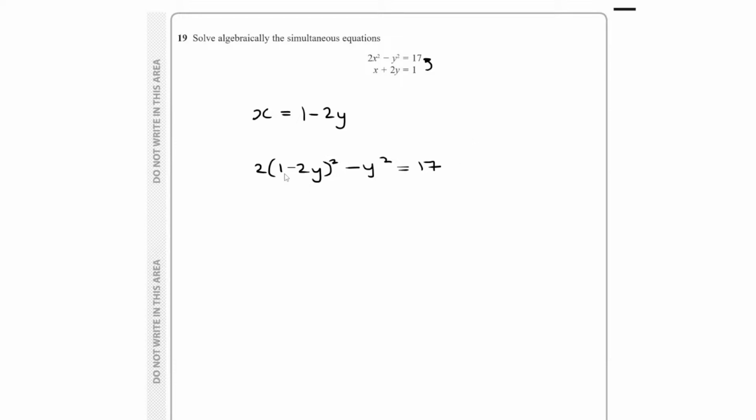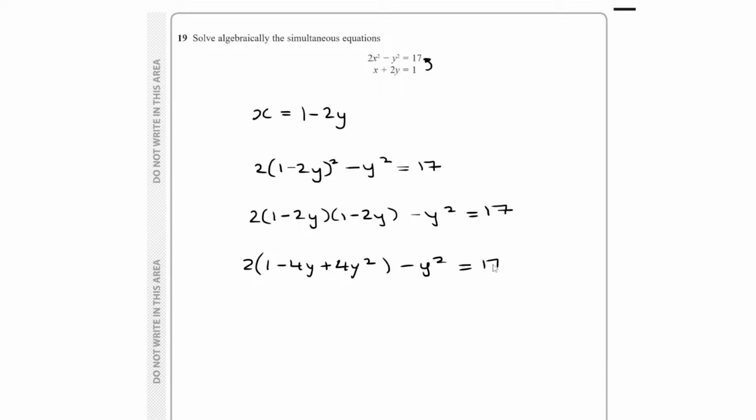Obviously, when you square this, don't think it's just 1 squared and just 2y squared. It is double brackets, isn't it? So also don't forget that. It is double brackets. So you need to expand and then multiply them all by 2 afterwards. So at this point, it's just loads of rearranging, isn't it? So 1 minus 2y, so that'd be minus 4y, and then plus 4y squared. Just be really careful with negatives and positives. And then double it all, so 2 minus 8y plus 8y squared minus y squared equals 17.